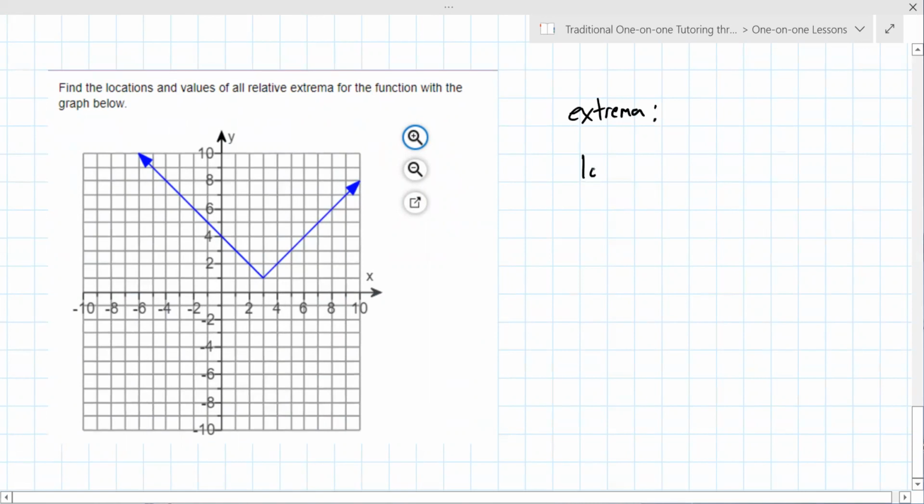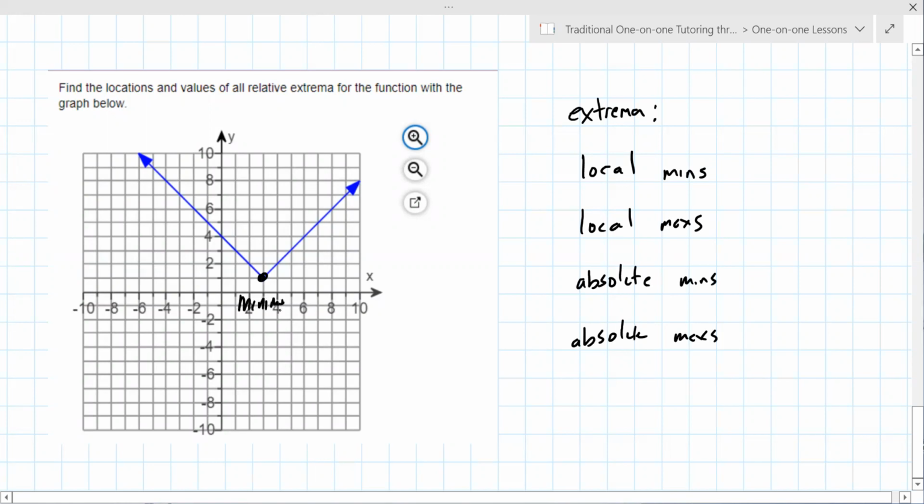They are what are called local mins, local maxes, absolute mins, and absolute maxes. And this problem doesn't illustrate this very well, but this point right down here is a minimum. I think it illustrates that it's definitely a minimum visually. But then there's 2 things it asks for. It's where is the minimum, so the question will always ask where it is, which is the x value. So at x equals 3, and then what is the minimum? The minimum is y equals 1.